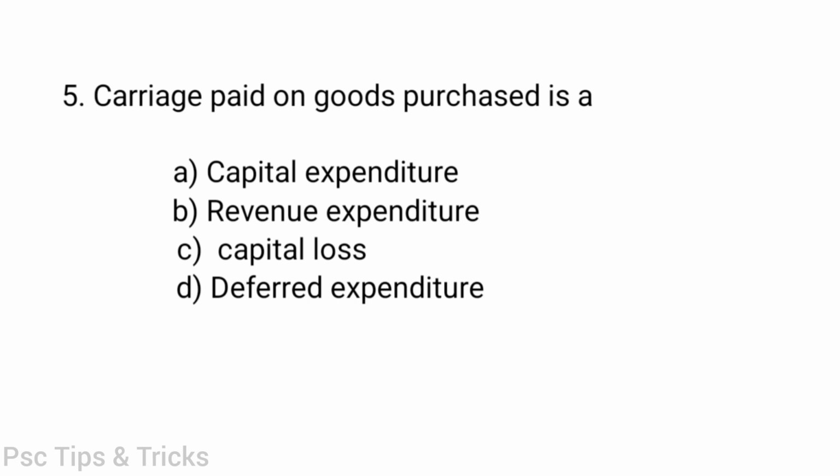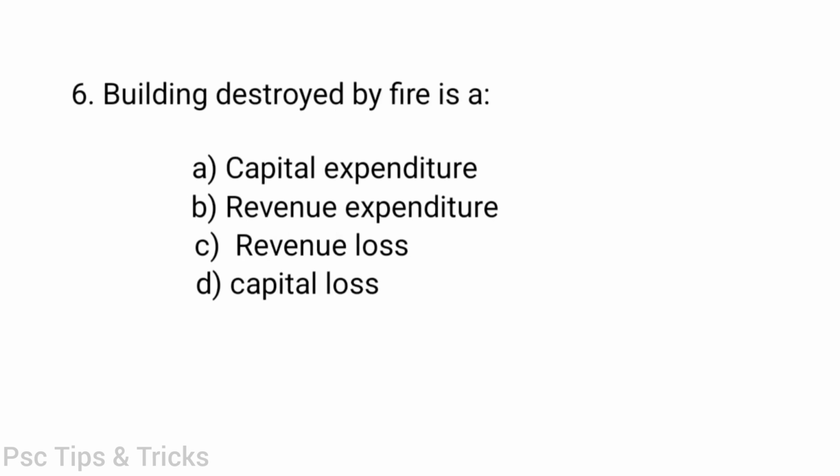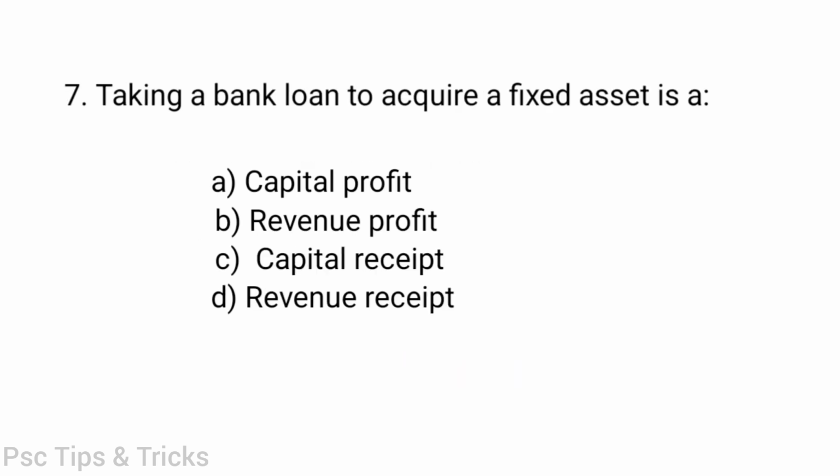Carriage paid on goods purchased is a capital expenditure, revenue expenditure, capital loss, deferred expenditure. Revenue expenditure. Building destroyed by fire is a capital expenditure, revenue expenditure, revenue loss, capital loss. Capital loss. Taking a bank loan to acquire a fixed asset is a capital profit, revenue profit, capital receipt, revenue receipt.